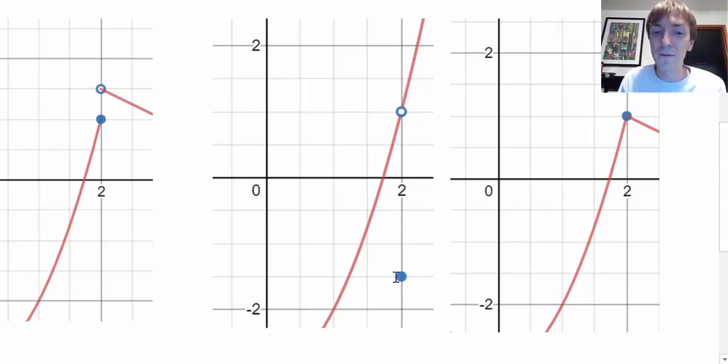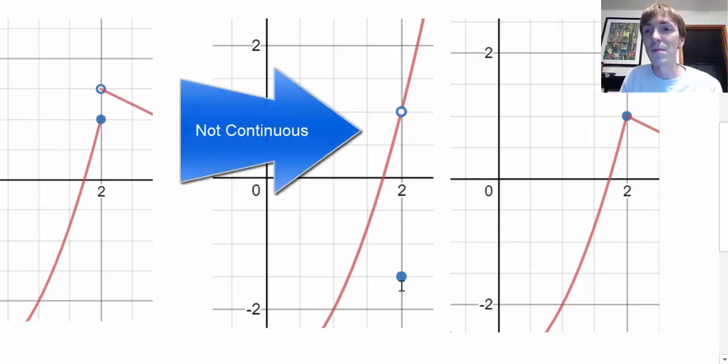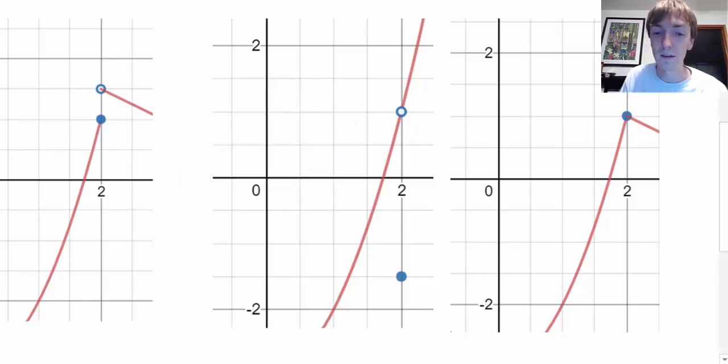So I have a value. It's down here. The y value is negative 1.5. And I actually have a limit as well, because from the left and from the right, y is approaching this value 1. But those two things are not equal, right? 1 is not equal to negative 1.5. And that's where I have condition 1 and condition 2, but I don't have condition 3, that equality.